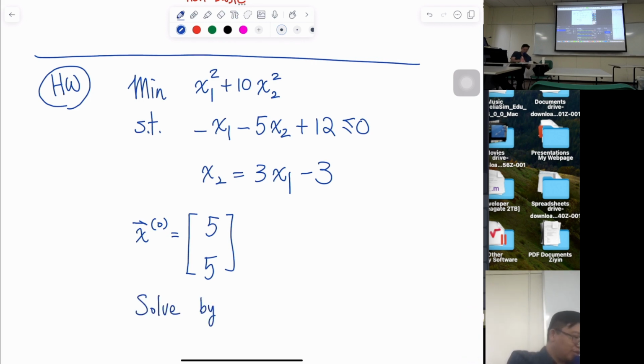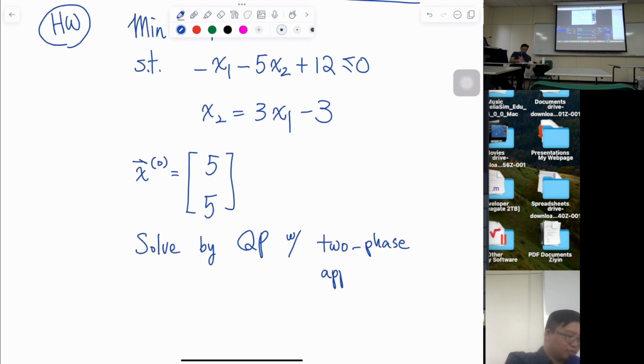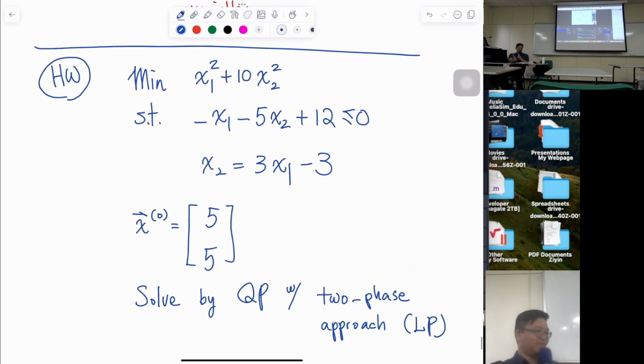So solve by QP with two-phase approach. Basically, a linear programming approach. That's homework, and I will give you the code. If you run the code, that's the solution. But I want you to write down the detail of the derivation.